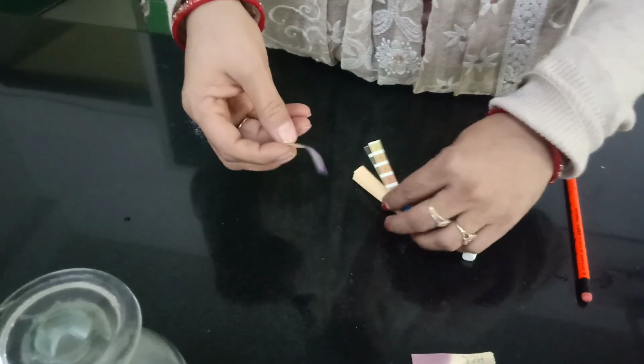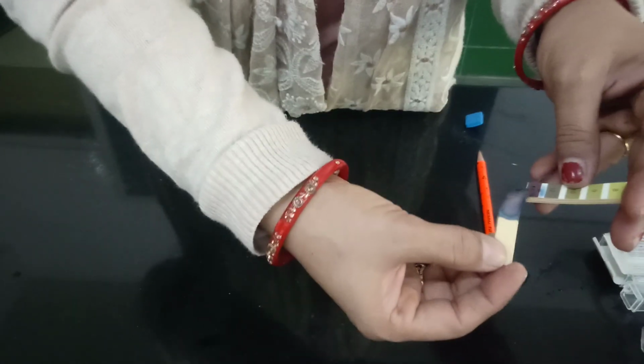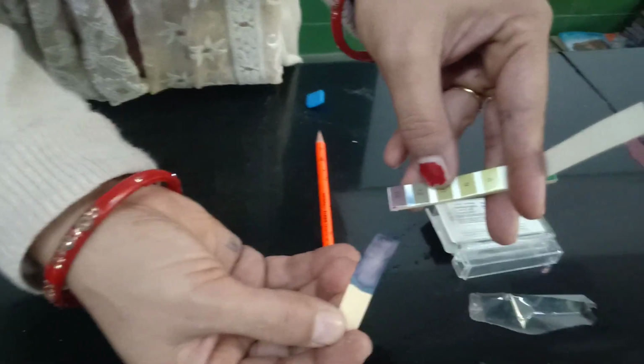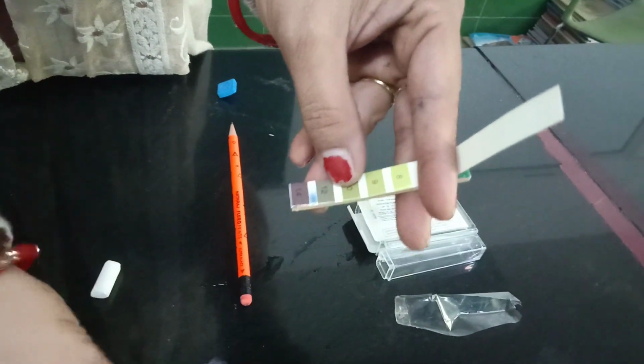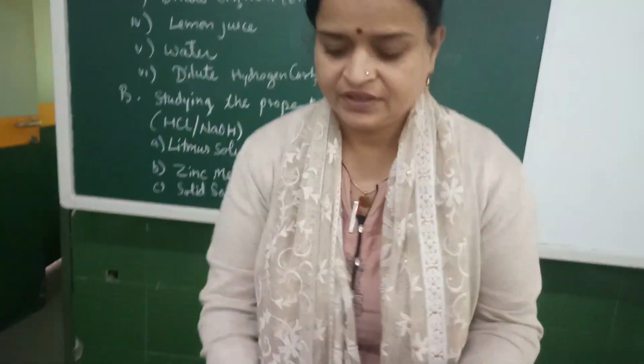Let us check the pH of this NaOH. You can see it is coming around 13 to 14. The pH of this NaOH is coming around 13 to 14. Let me just write this NaOH here.